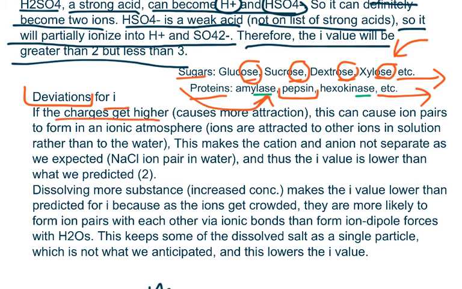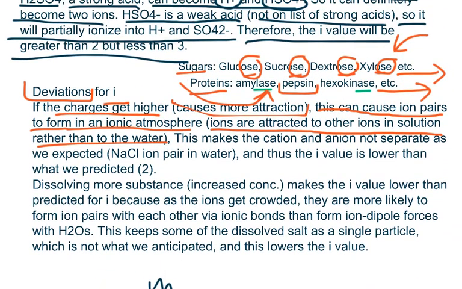If the charges get higher, which means that there's more attraction because of Coulomb's law, then this can actually cause ion pairs to form in an ionic atmosphere. And what that means is that ions are attracted to other ions in solution rather than to the water. Normally, we expect ions to be attracted to the water and be surrounded by ion-dipole forces like that. And this would be Na+, for example, and these would be the partially negative ends.